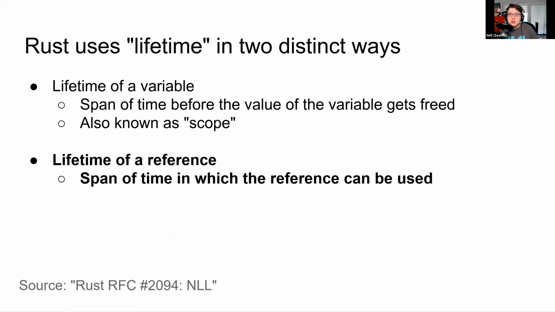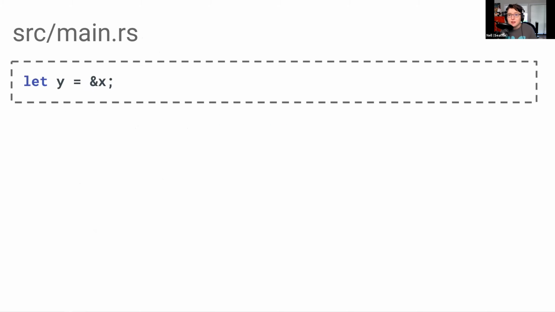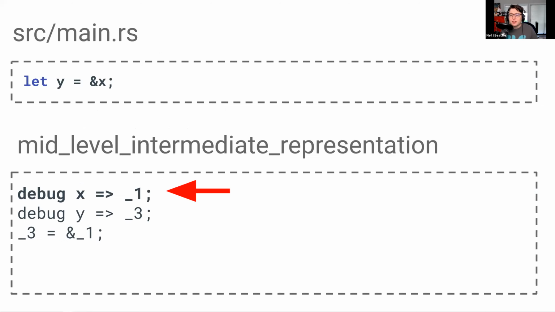The other way Rust uses the term lifetime is to refer to the lifetime of a reference to a value. This is the span of code in which the reference can be used. Let's look at our corrected code, where we assign the value of y to be a reference to the value of x. If we look at the MIR for this line of code, we remember that the local _1 refers to x, and the local _3 refers to y, and we see that the _3 local is assigned a reference to the value of _1.